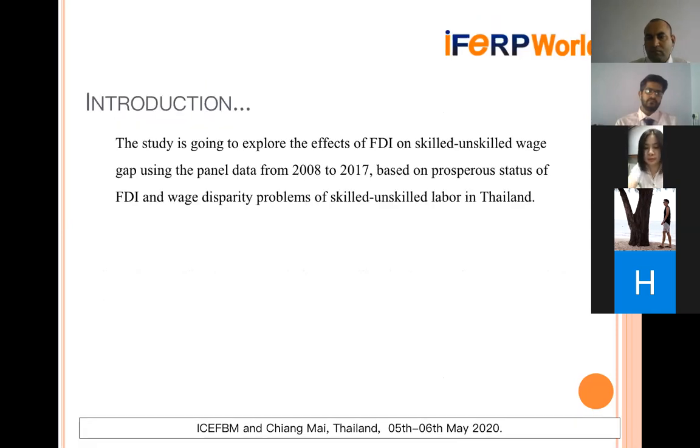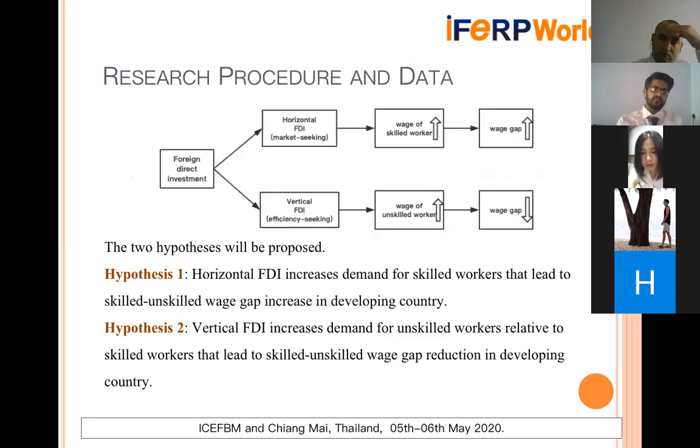So the study is going to explore the effects of FDI on the skilled-unskilled wage gap using panel data from 2008 to 2017, based on the prospective status of FDI and the wage disparity problem of skilled-unskilled labor in Thailand. The second part is the research procedure and the data. Two hypotheses will be posed.